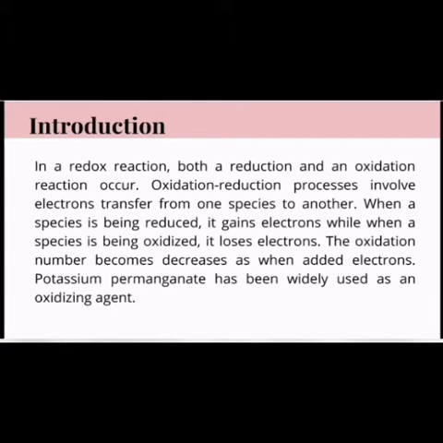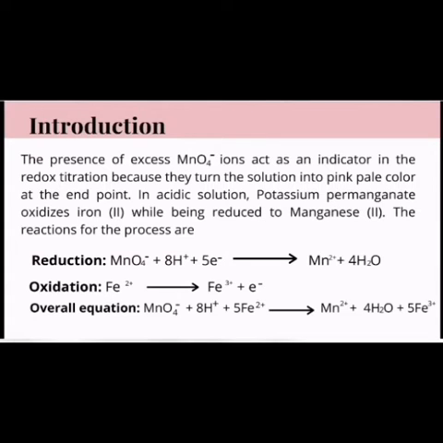Potassium permanganate has been widely used as an oxidizing agent. The presence of excess MnO4- ions acts as an indicator in the redox titration because they turn the solution a pale pink color at the endpoint. In acidic solution, potassium permanganate oxidizes iron(II) while being reduced to manganese(II). We can see the reaction for the process below.